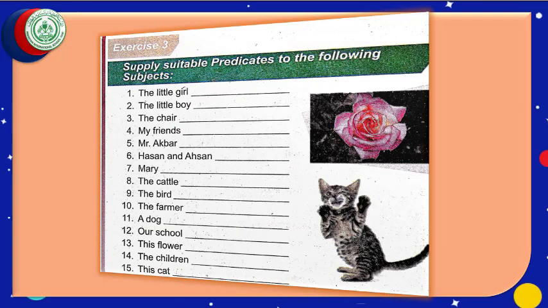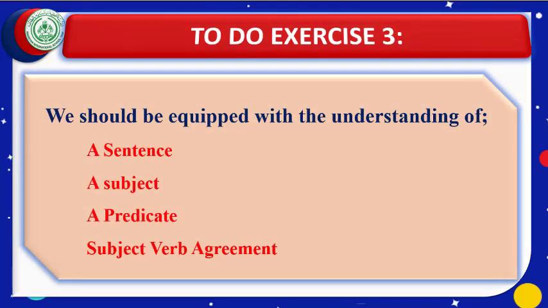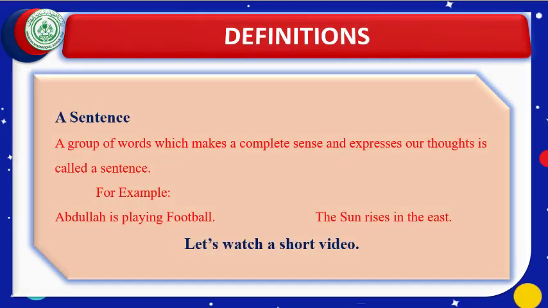This is exercise 3. Exactly, it looks like this in your book. To do this exercise, we should be very well equipped with the following. We should know about a sentence, a subject, a predicate, and subject-verb agreement. If we don't know about these, it will be difficult to do this exercise. Let us start from a sentence.